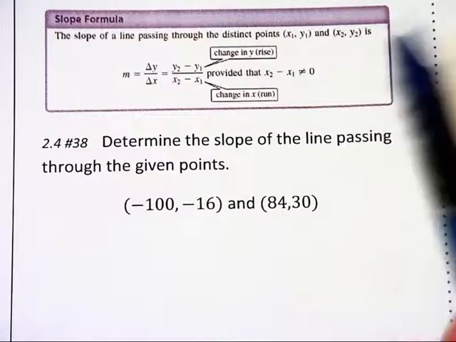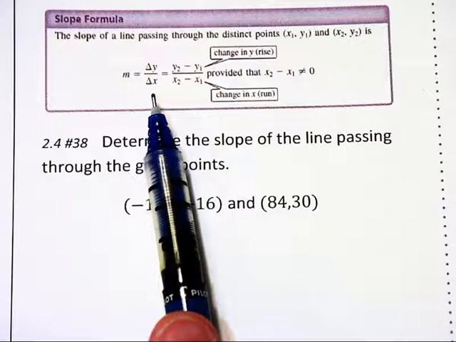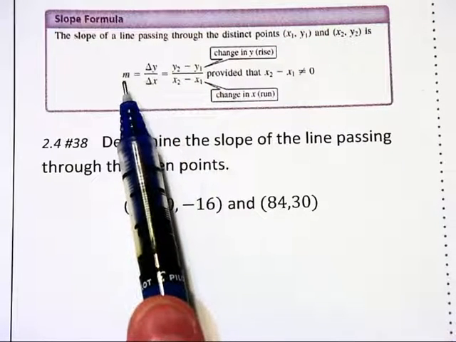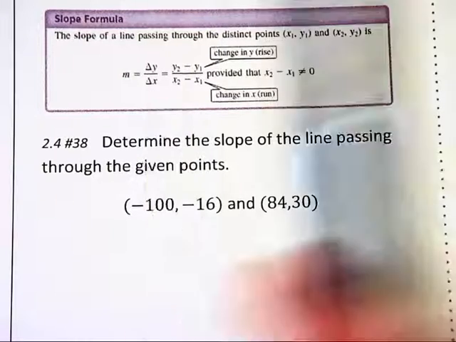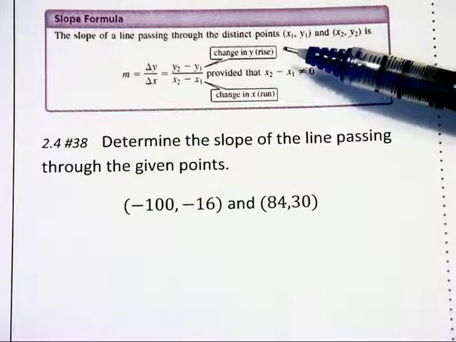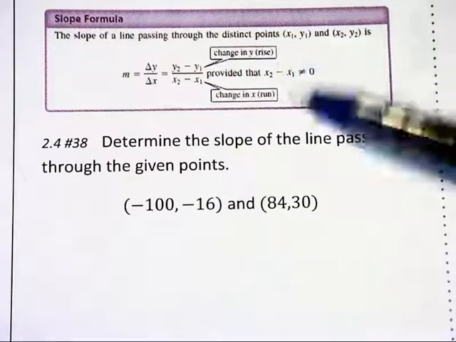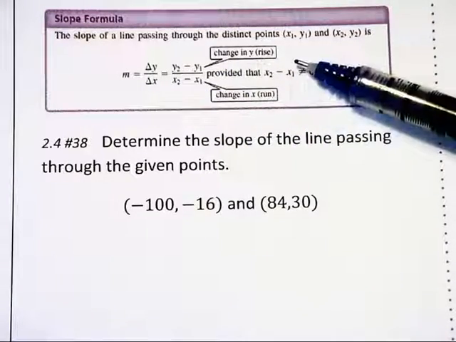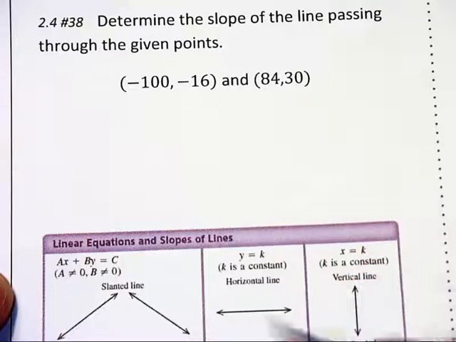I'd like to call attention to a little bit of the notation used here in the slope formula. Notice how you have m equals delta y divided by delta x. The capital triangle there, that's the capital D in the Greek alphabet. In math, that refers to a change. So we have a change in y divided by a change in x, as we have illustrated in this bubble here.